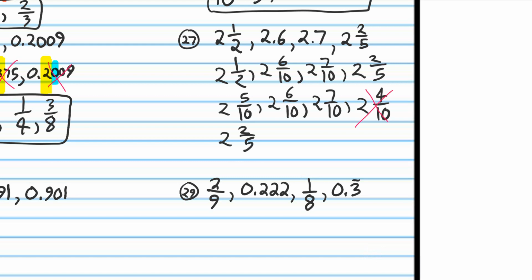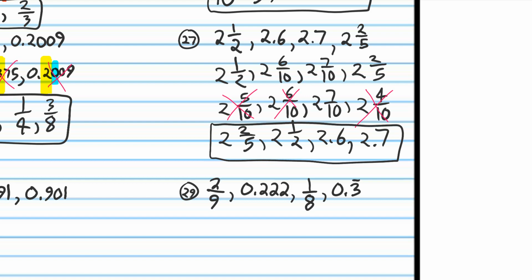If we can cross that one out, we got that one. And then 2 5/10 is the next biggest. That's 2 1/2. So we can cross that one out. We got that one. And then 2 6/10, which is 2.6. That's the next biggest one. And then the last one, 2.7. So if you got that order, good job.